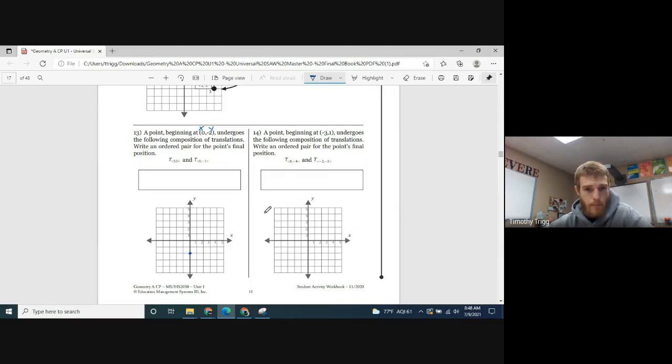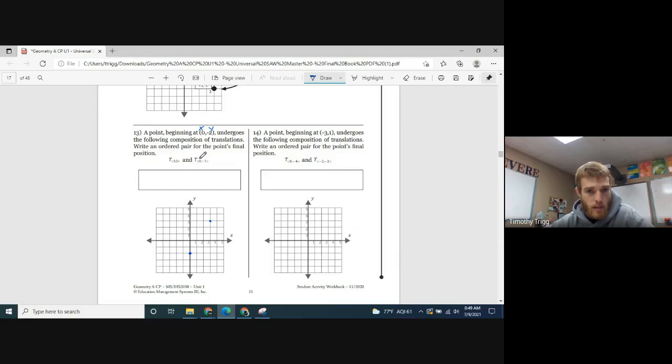Okay, like that. Then it undergoes the following composition of translations. Write an ordered pair for the point's final position. So notice the first translation is 3, 5. So that means from our original point, we're going to translate 3, 5. So that's going to be 3 to the right and then 5 up. Again, the first number tells you left or right. Second number tells you up or down. So we're going to move 3 to the right, 5 up. 1, 2, 3 to the right. 1, 2, 3, 4, 5 up. So now it's right here.